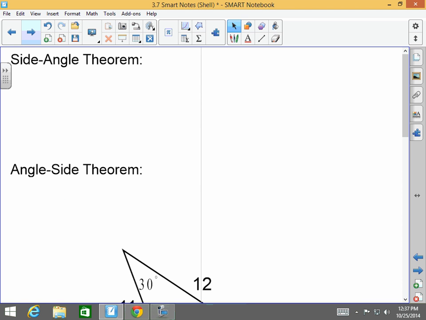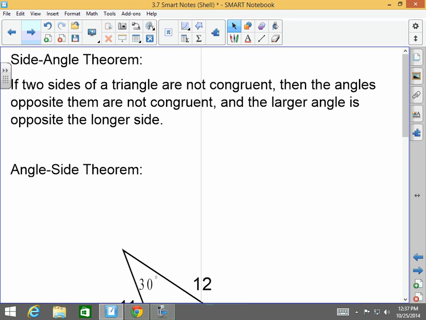All right. Side angle theorem. The side angle theorem states that if two sides of a triangle are not congruent, then the angles opposite them are not congruent, and the larger angle is opposite the longer side. Let me repeat that. If two sides of a triangle are not congruent, then the angles opposite them are not congruent, and the larger angle is opposite the longer side.